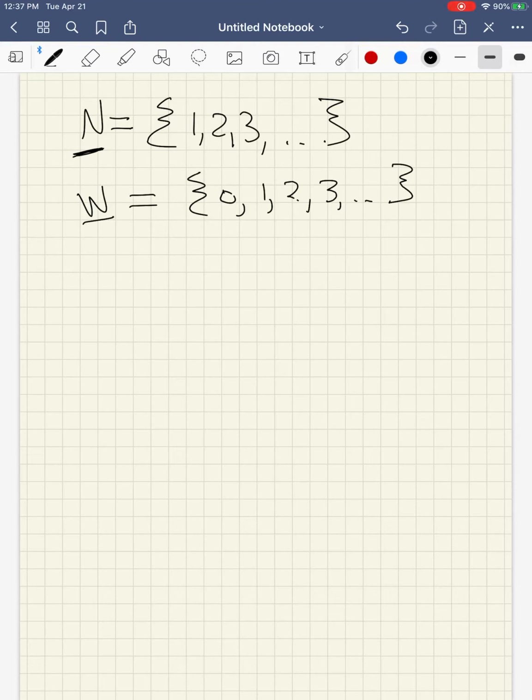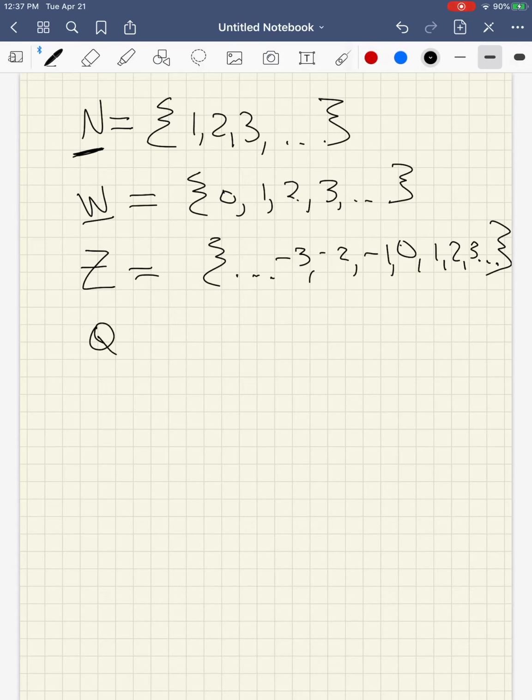And then integers, they let that be a z because i stands for the square root of -1, so we don't typically use i for anything else. But integers then, dot, dot, dot, -3, -2, -1, 0, 1, 2, 3, dot, dot, dot. Okay, so there's integers. Another one that we have is q.